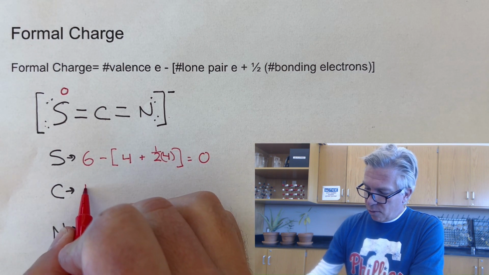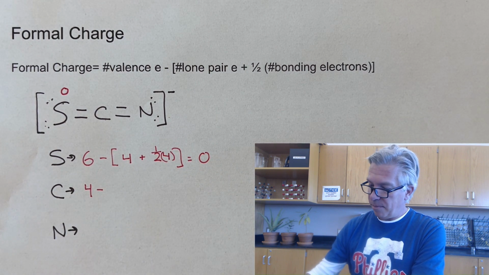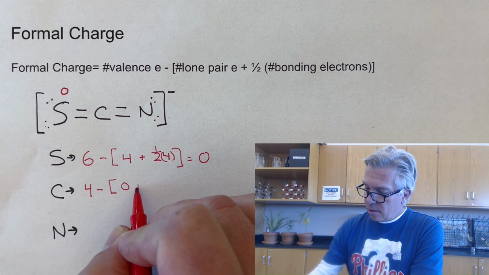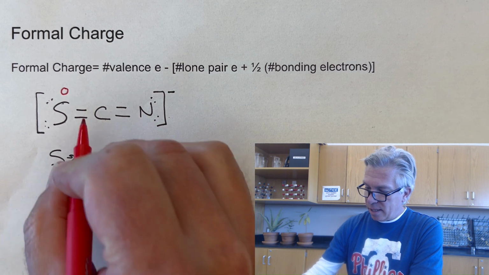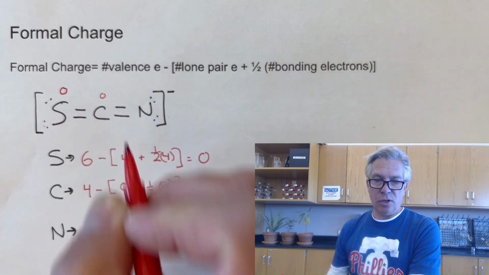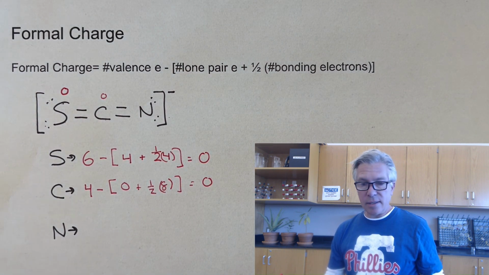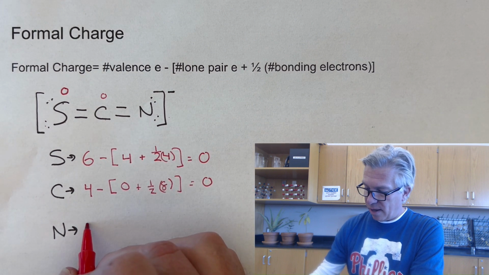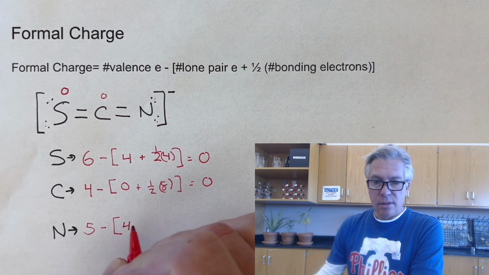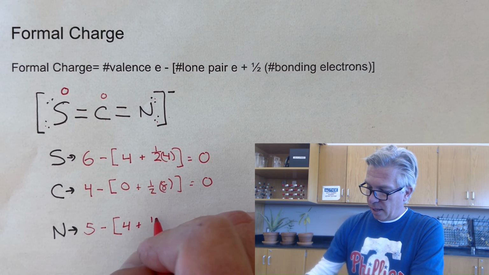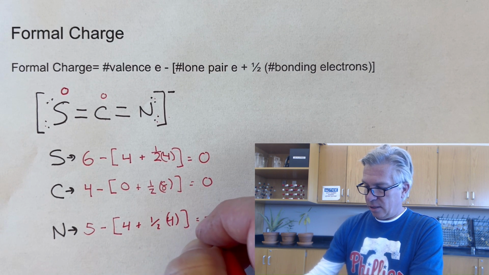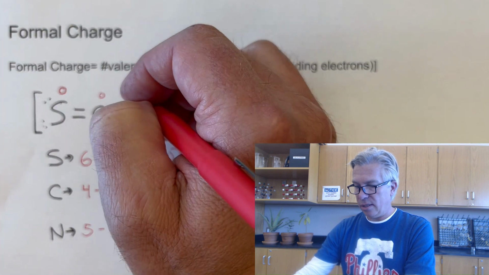Carbon will start with 4 valence electrons. That's how it begins, and it's got 0 lone pairs and 1/2 of its 8 bonding electrons. It's got 4 bonds for a total of 8. That will also work out to a formal charge of 0. And finally, let's do the nitrogen. Nitrogen starts with 5, and this nitrogen has 4 lone pair electrons, and also 2 bonds for a total of 4 electrons, so 1/2 of 4, and that gets to be a -1. So this nitrogen is a -1.